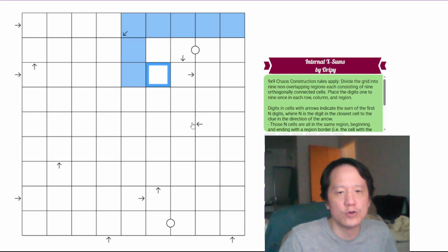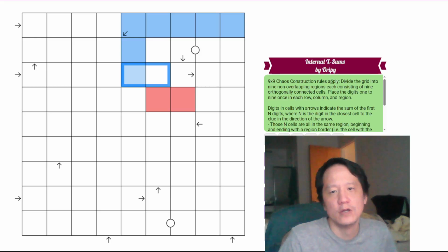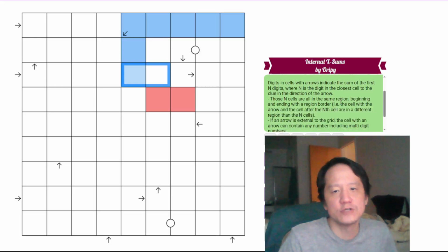Same for this. This is not a valid region because even though they can connect to each other by going through edge, if you try to connect from any of these cells to this one by staying in the region, you would have to cross through a corner, not through an edge. And that's how chaos construction rules work.